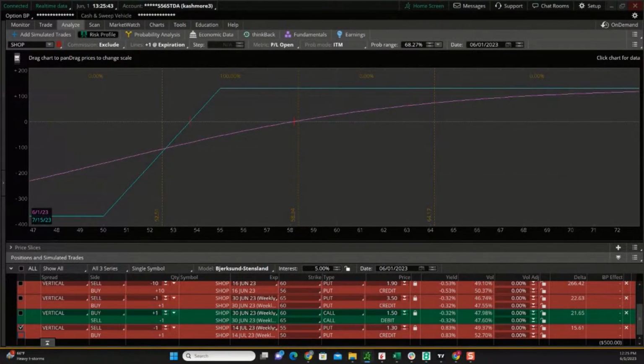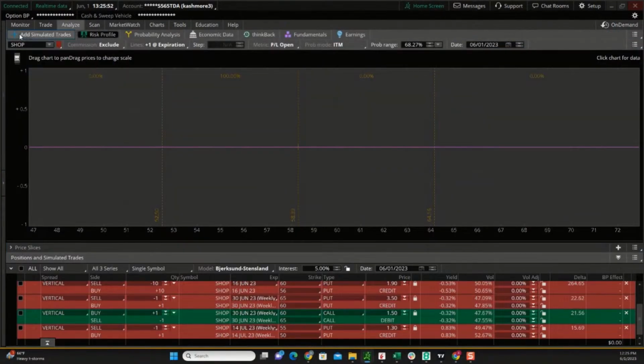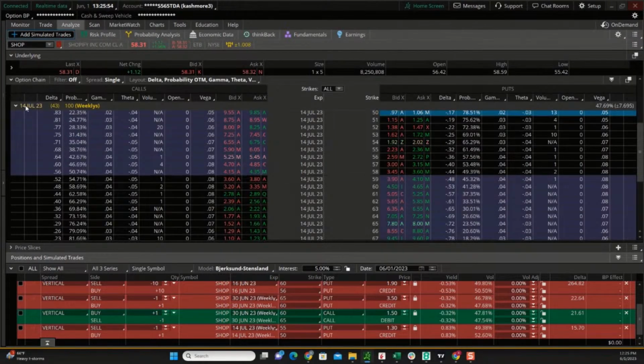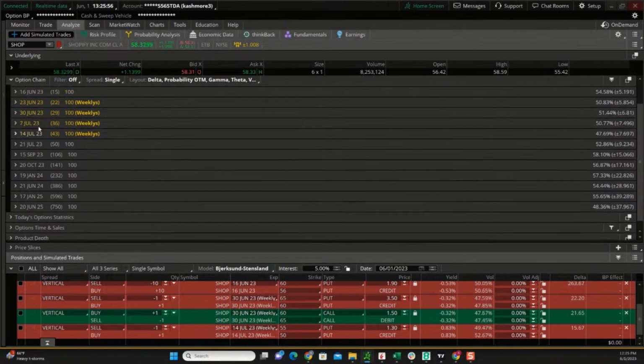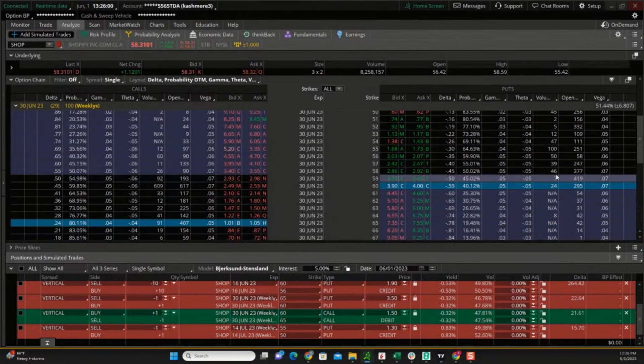Or you could do it more at the money. Say you think price is going to go up no matter what from here. So if we're at the 58s, you could do at the money. A really good high probability trade is you can go 30 days out. Let's see, June. We'll just go to June 30th. Go at the money.